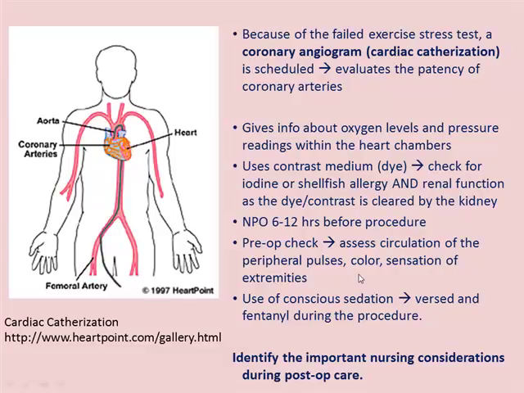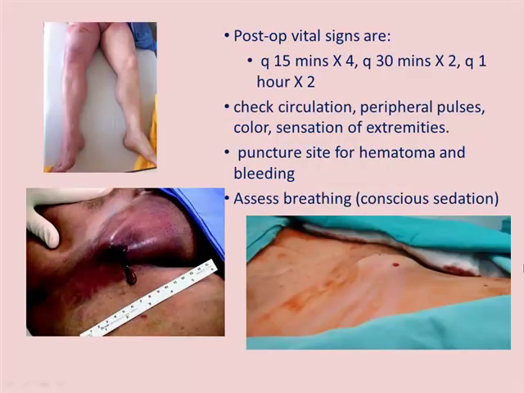As far as nursing care goes, before the procedure, you want to assess the circulation. You're poking a big hole in the femoral artery, and if there's plaque in the femoral artery, the needle that's used to poke the hole in this femoral artery can shear off that plaque, and then it can go downstream and occlude circulation. Once the test is done, our question asks, well, what about post-op care? What are the nursing considerations for post-op care?